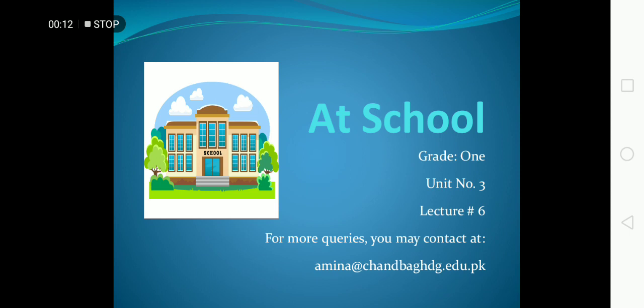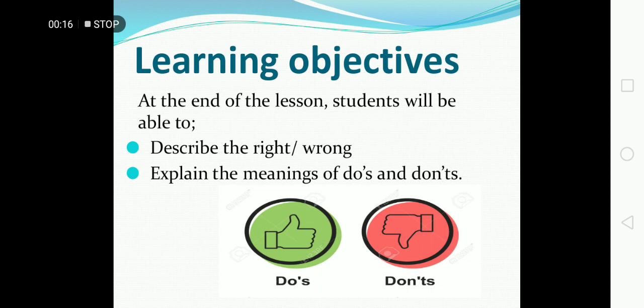Today, we will complete our unit number 3, which is at school. At the end of the lesson, you will be able to describe the right and wrong, which things are right and which things are wrong. And you can also explain the meanings of do's and don'ts.